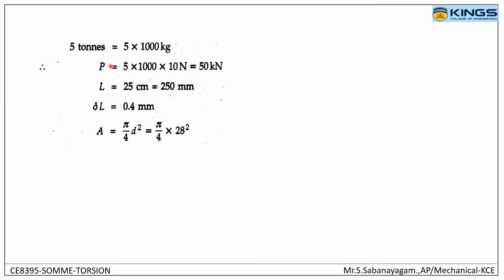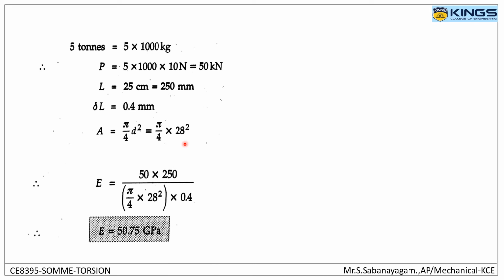First thing, as I said already, the load is converted in terms of Newton, that is 50 kilonewton, and the length is in terms of mm, del L is 0.4 mm. And as we know that it's a solid circular cross section, hence the area will be pi by 4 d square. The diameter given in the problem itself is 28 mm, hence the area becomes pi by 4 times 28 whole square, and it can be substituted in this formula, right? E is equal to PL by A del L. So del L is given in the question as 0.4, the load is 50 kilonewton, the length is 250 mm, and the area is pi by 4 times 28 square.